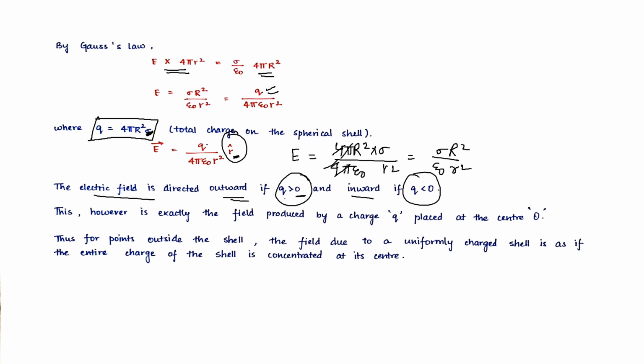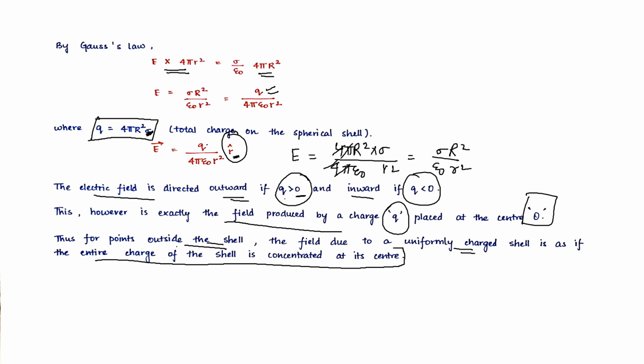This is exactly the field produced by the charge Q placed at the center O. Thus, for a point outside the shell, the field due to the uniformly charged shell is as if the entire charge of the shell is concentrated at the center. Whatever answer we are getting gives us an idea that our charge is concentrated at the center of our sphere.